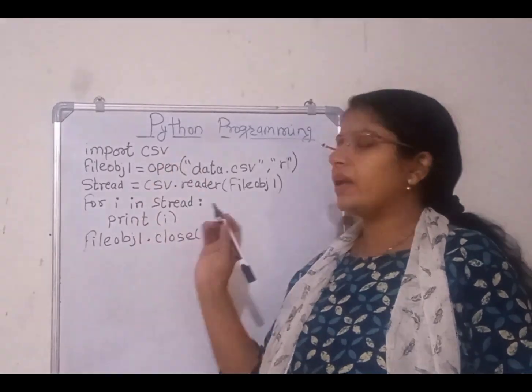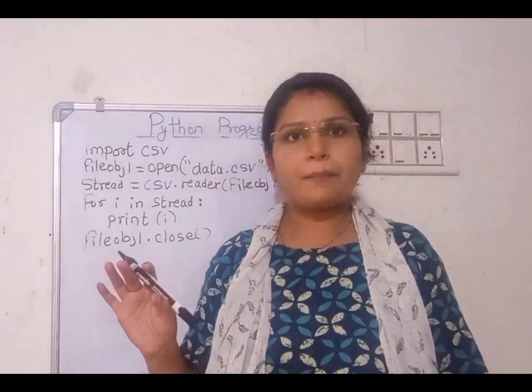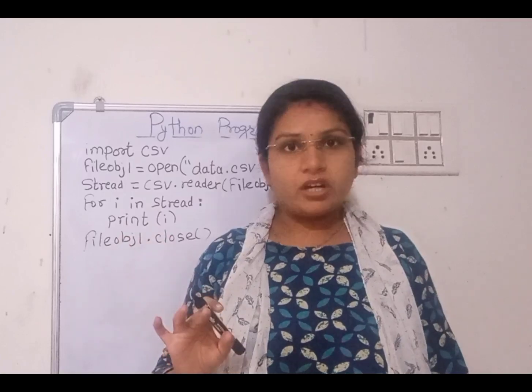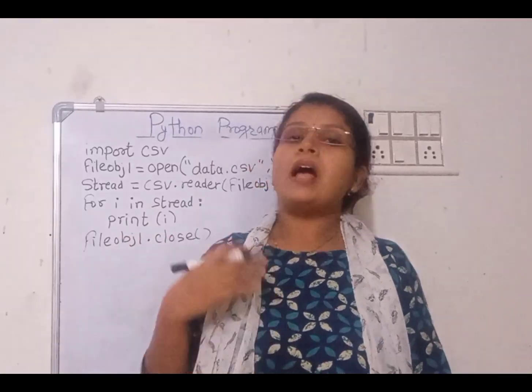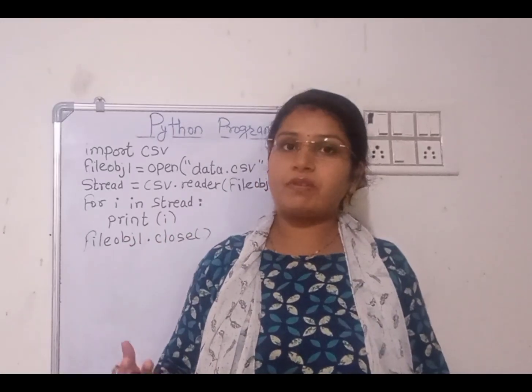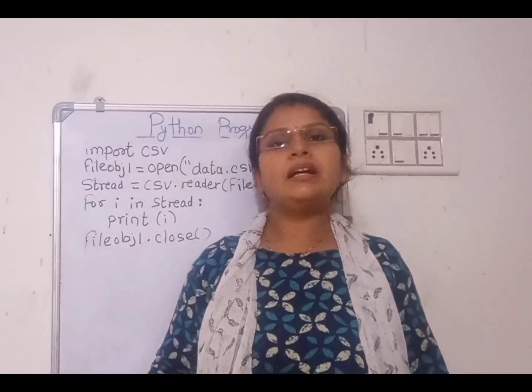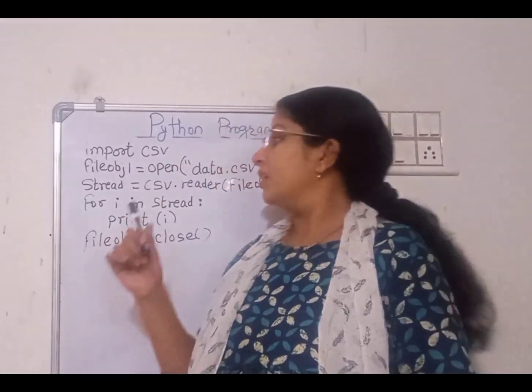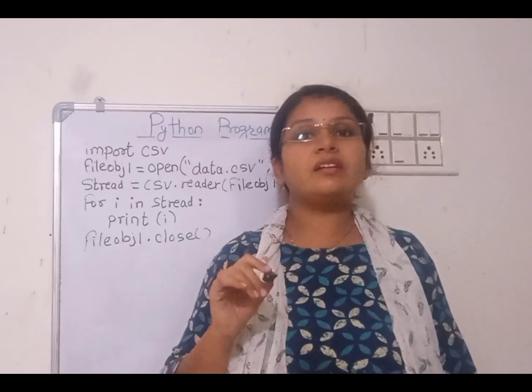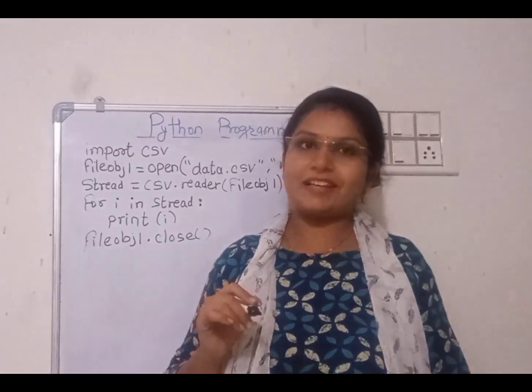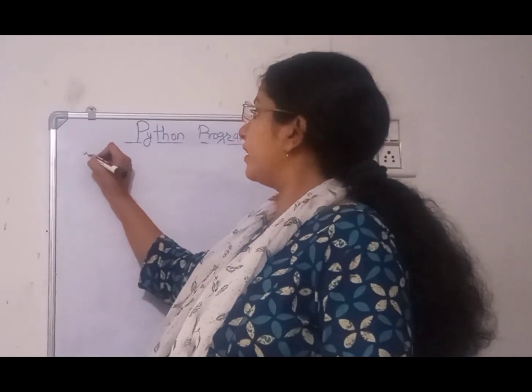So this is the basic, simplest example of the reader object: how to create the reader object, how to access the CSV file, and how to read the content from the CSV file. Then we will see the writer object in the CSV file. Now, writer object.